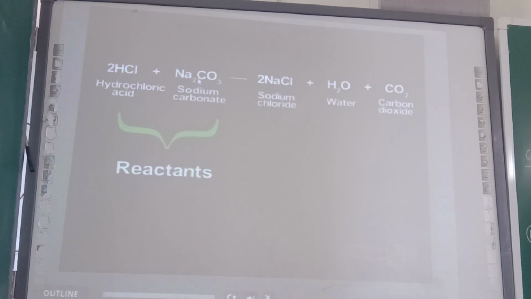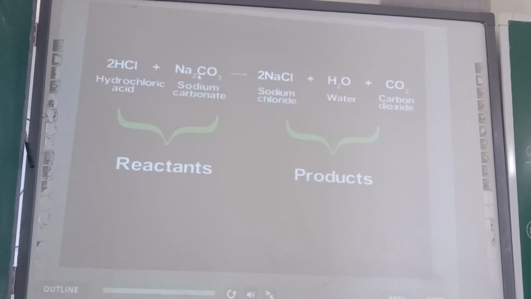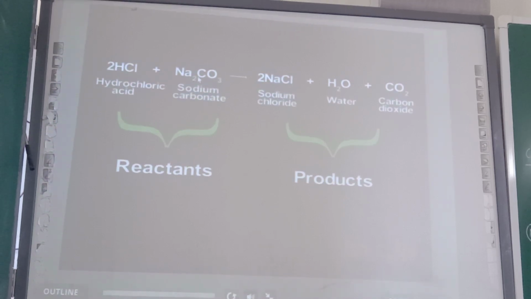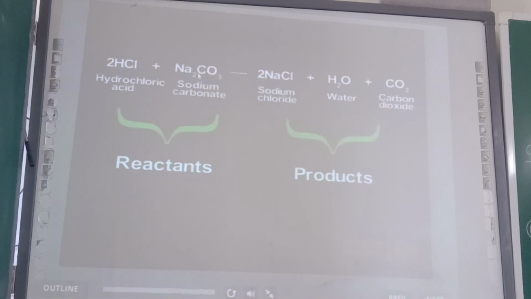Since sodium chloride, water, and carbon dioxide are formed during the chemical reaction, these are referred to as the products. This reaction is also a chemical change because the properties of the products are completely different from those of the reactants, and we cannot get the reactants back from the products by any means.